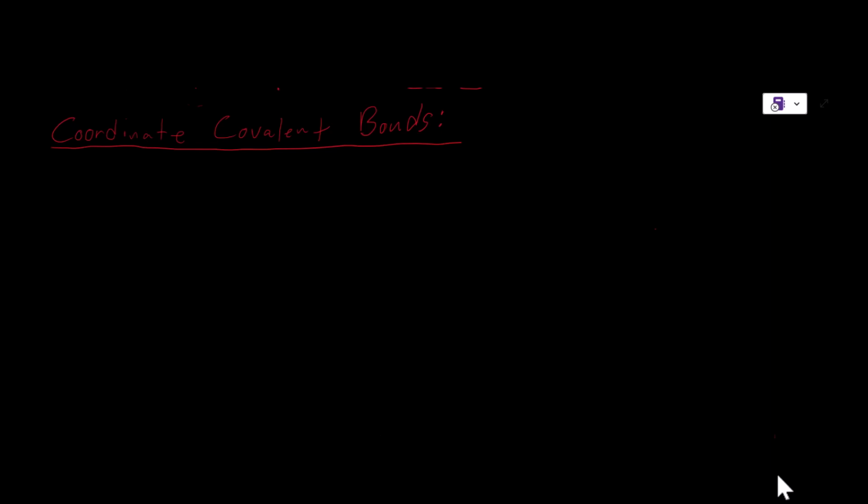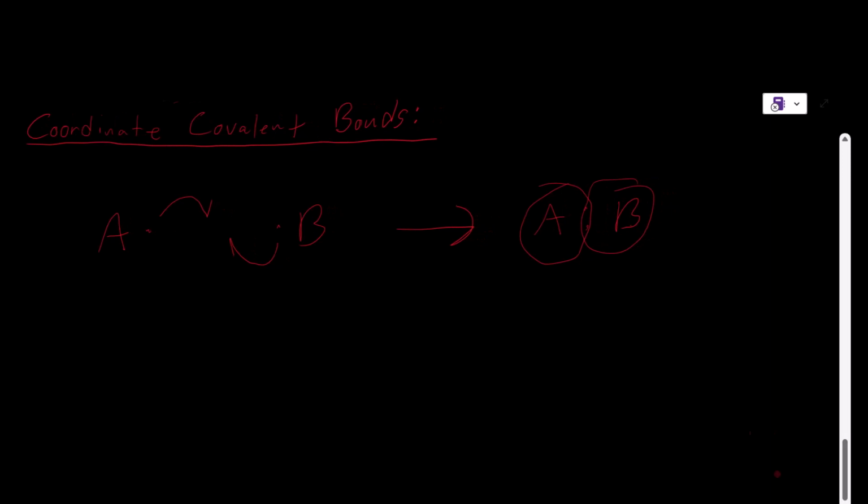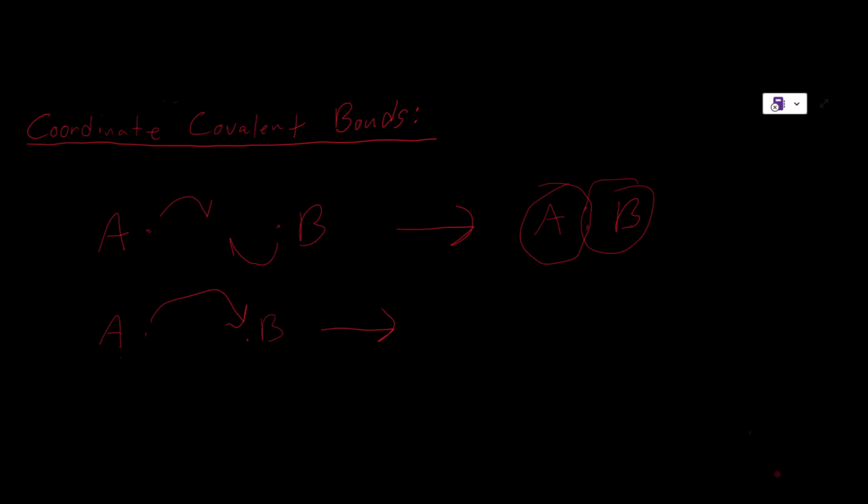In this video, I want to go over coordinate covalent bonds. So far, we've talked about covalent bonds, where each atom will provide an electron, and both atoms share the pair of electrons in a covalent bond. And we've talked about ionic bonds, where one electron is transferred from one orbital to another orbital, and the electrons are not shared, but a bond is created by electrostatic attraction.